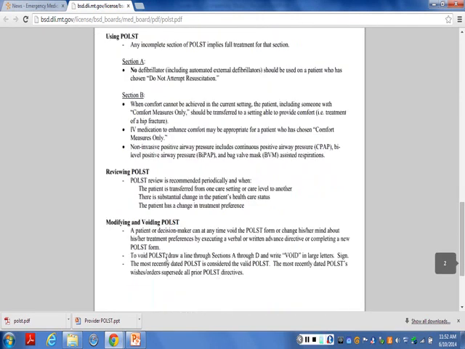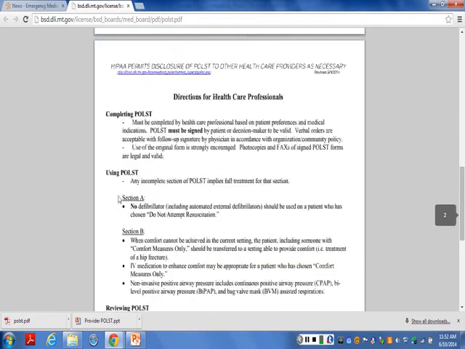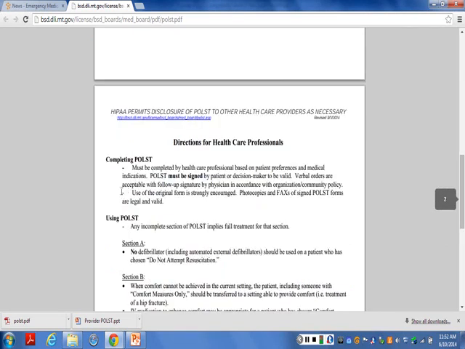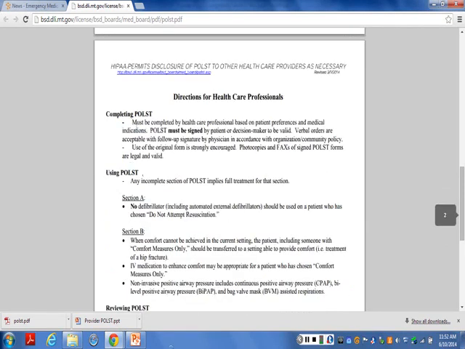If you go here, this just tells you all about the directions for using the form. As you can see, any incomplete section implies full treatment for the section, so be sure that all sections are completed when you're helping somebody complete these forms, and it may help you understand it as well. I will also put this document on the D2L website so you can review it.